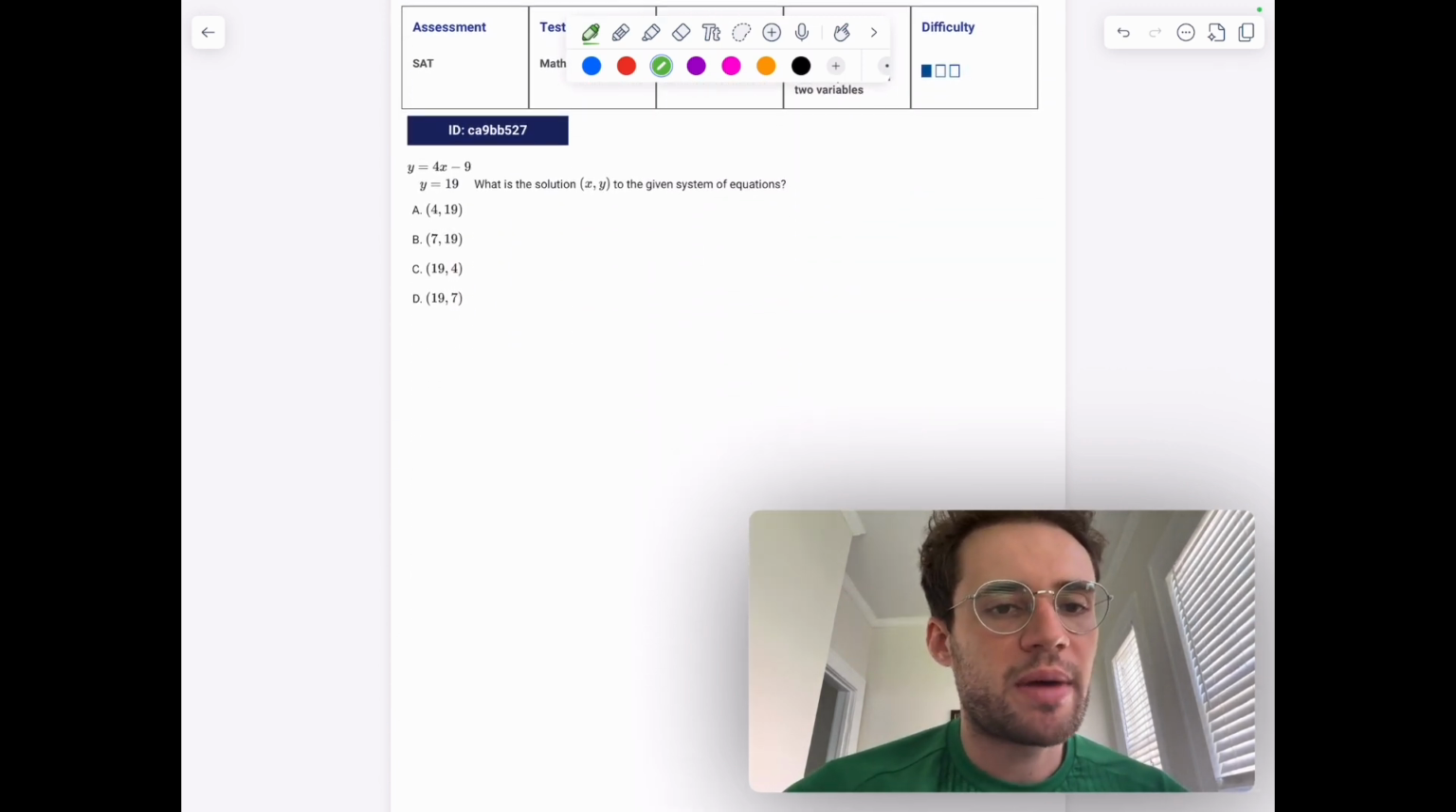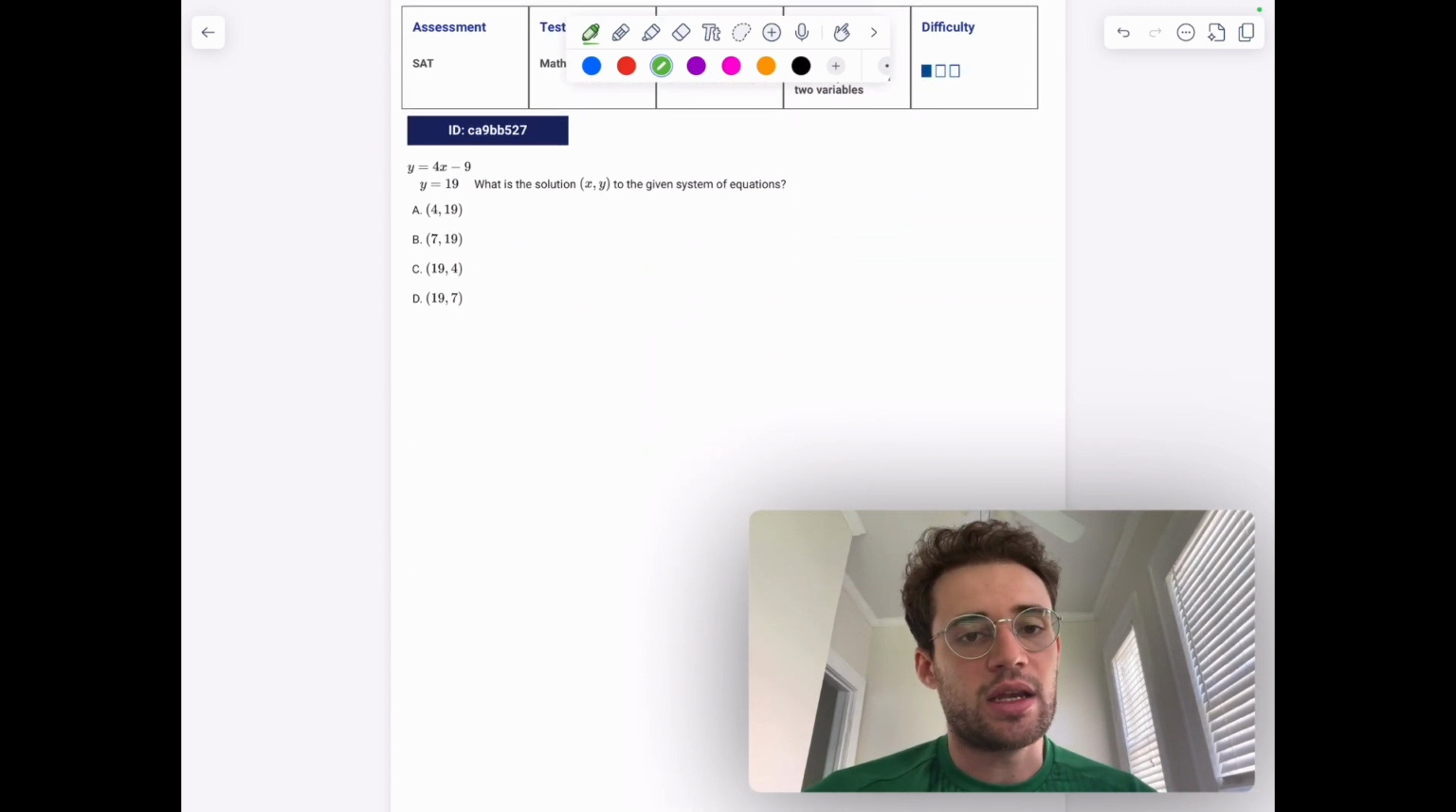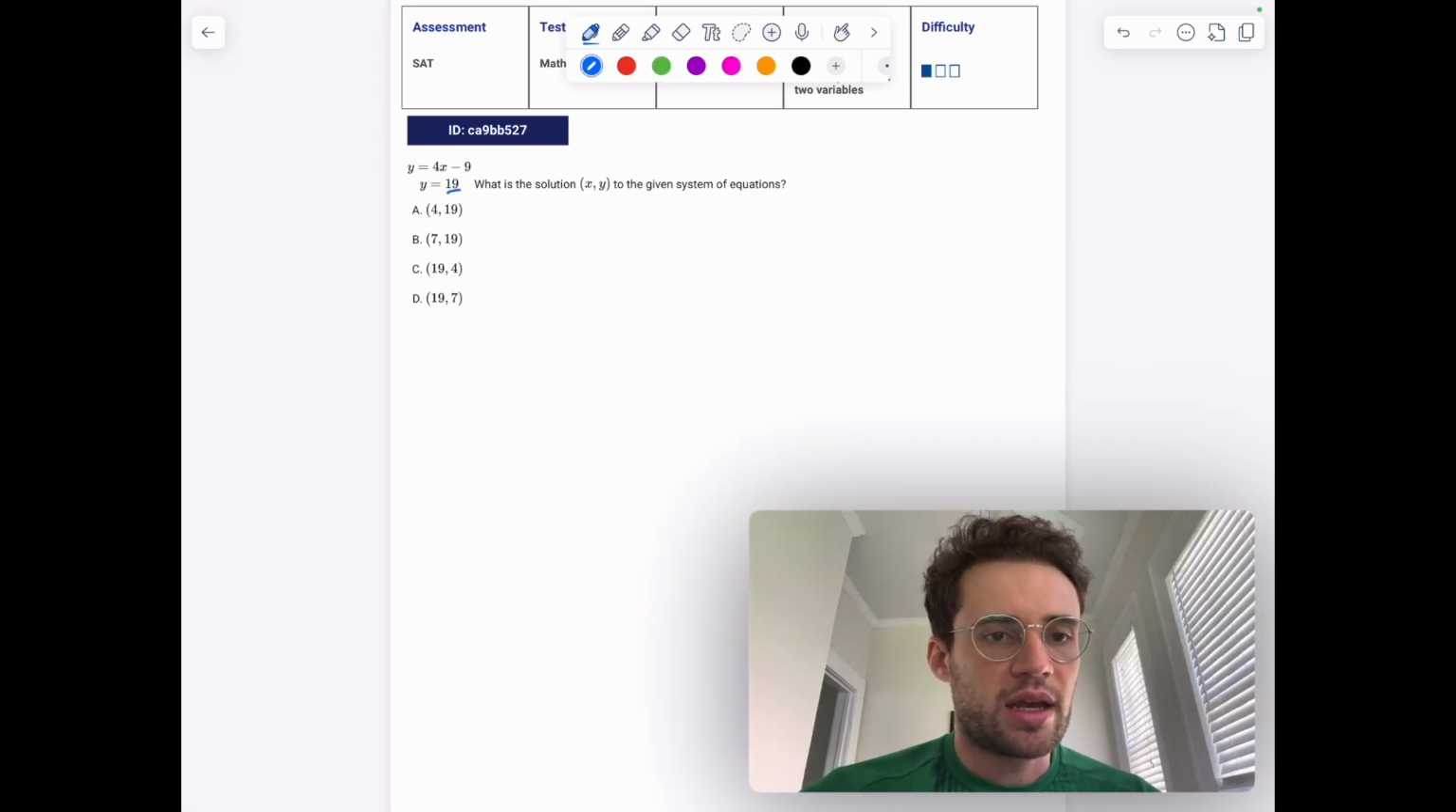Y equals 4x minus 9 and y equals 19. What is the solution, x comma y, to the given system of equations? So we just plug in 19 for y in the first equation, because they gave it to us there. And also we know it's not going to be C or D because the y-coordinate should be 19. We get 19 equals 4x minus 9.